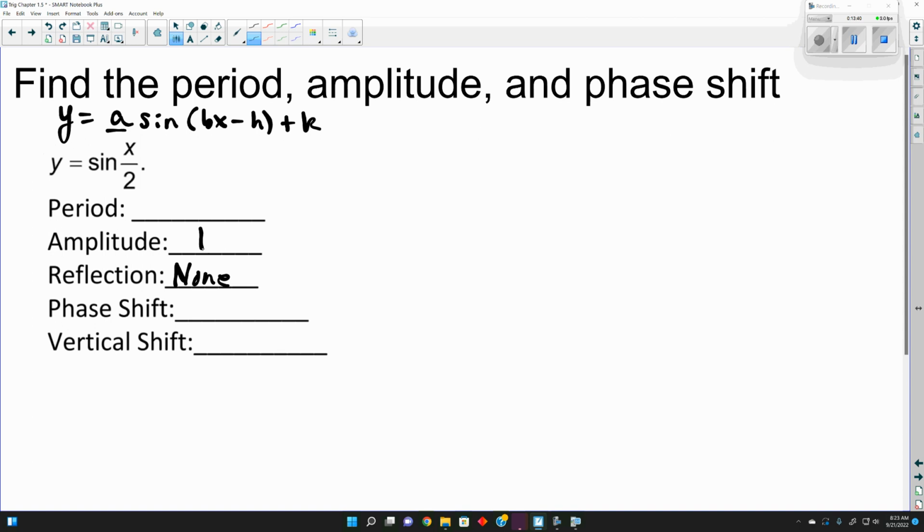Is there a vertical shift? Do we have anything in the place of k? No. So the vertical shift is none. It didn't move it up or down.